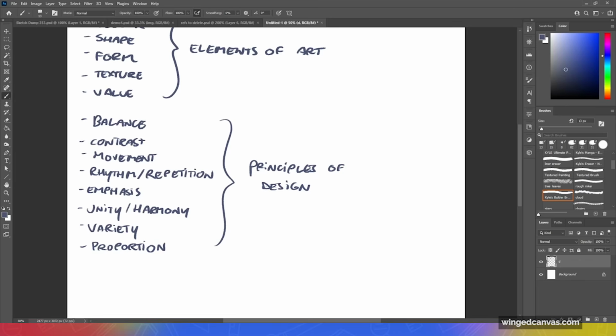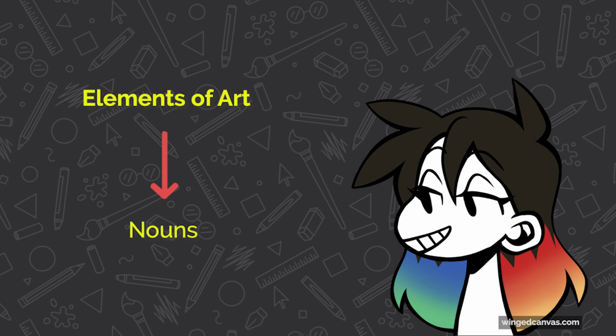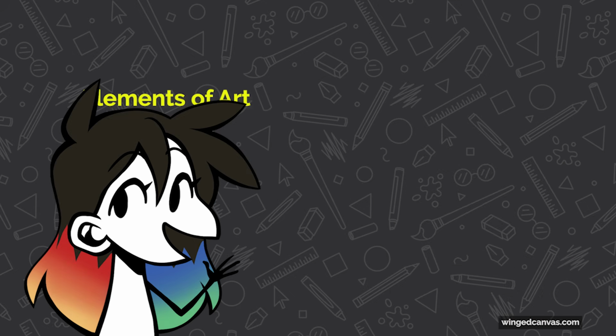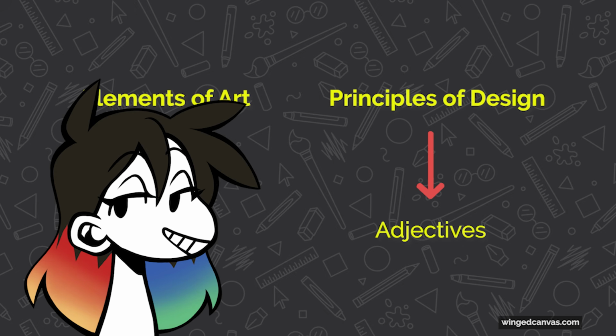Your principles of design are the stuff that makes your artwork feel better. So think of your elements as your nouns. They're the nouns of your artwork, right? It's the what is in there. What are the objects? What are the things? Think of your principles as your adjectives, your verbs, right? It's the things that make those nouns move, makes them work, makes them interesting.